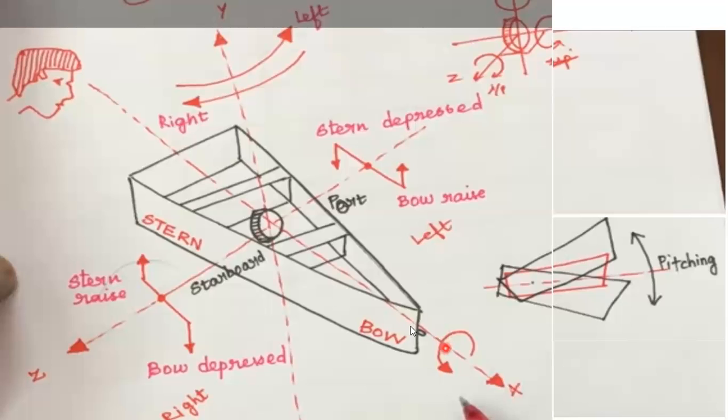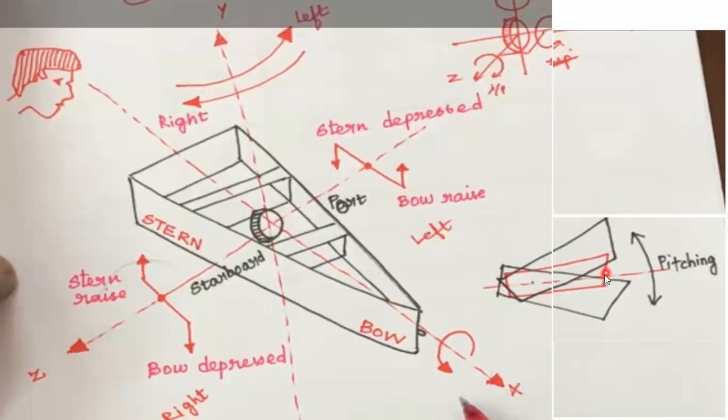The front side of the ship is called the bow, and the back side is called the stern, and the left side of the ship is called port, and the right side we call starboard. We will be considering two different things, and one is pitching. Just imagine a ship is like that.